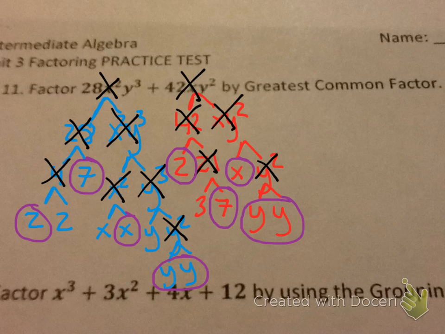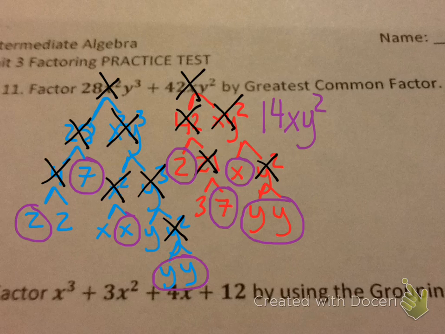So our greatest common factor is 2 times 7 times x times y times y. If we were to multiply that all together, we get 14xy squared. Again, 2 times 7 is 14. x, y becomes y squared. Remember, when we're factoring, everything is multiplying. Notice that we only pulled out one 2 and one 7 in order to make this 14.